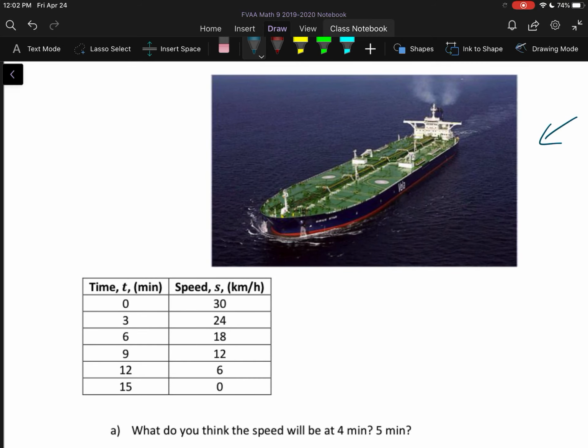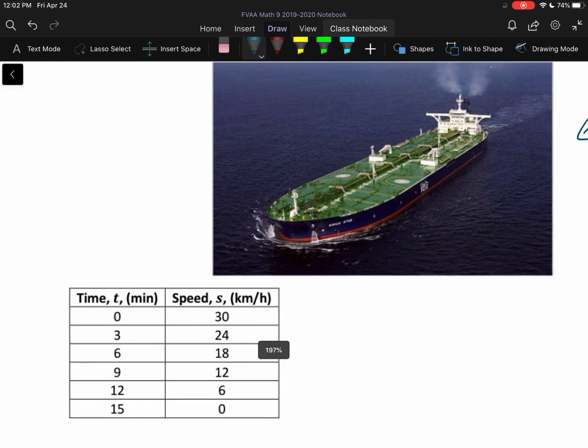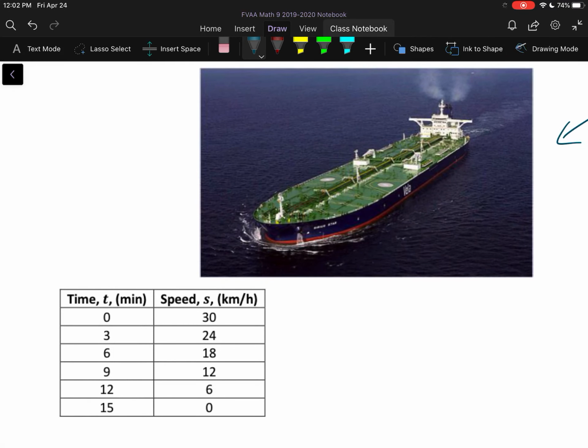So let's take a look here. This is a table representing two variables that are being measured for this ship. This table is referring to a boat. It's telling us time is being changed and it's being recorded every 3 minutes. And you can see that every time time is recorded, they're also recording the speed of the boat. As time is increasing, notice that the speed here is going from 30 to 24.